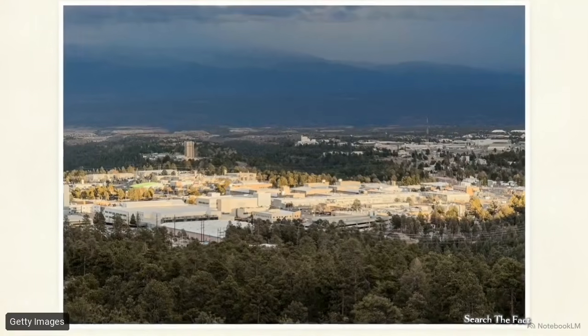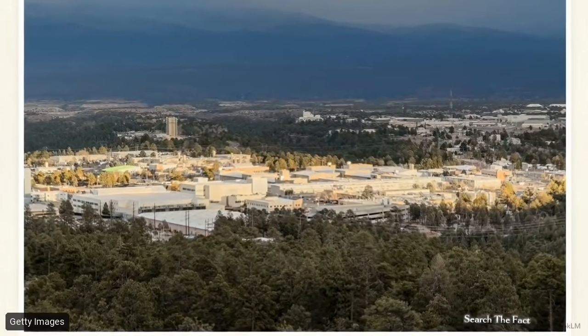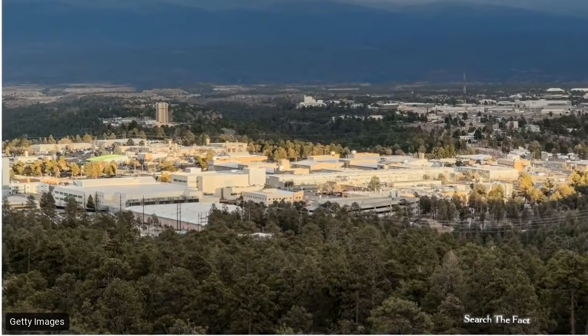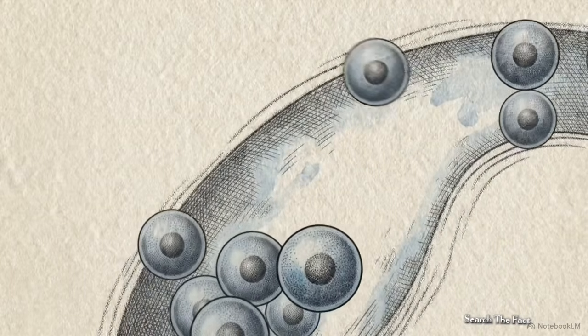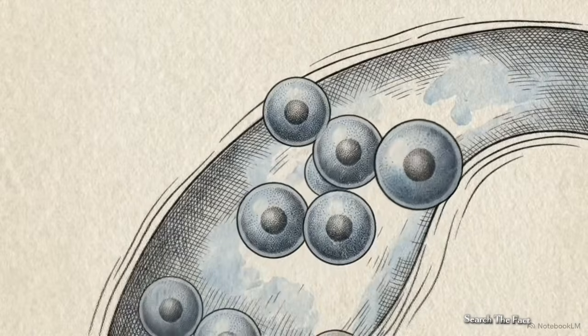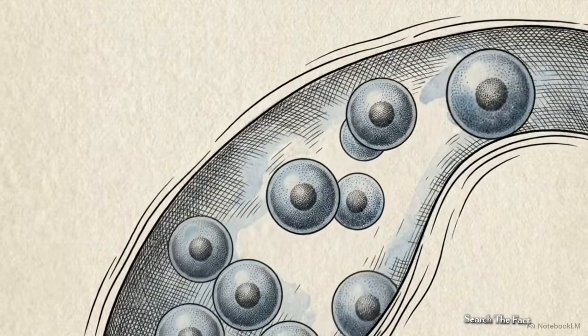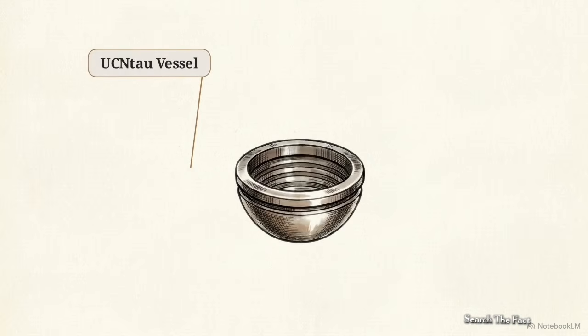The opposing measurement comes from the Los Alamos National Laboratory. This is the site of the UCN tau experiment, utilizing the bottle methodology. This experiment uses ultra-cold neutrons. Their kinetic energy is so low they cannot penetrate magnetic boundaries, allowing manipulation by entirely invisible repulsive walls. This cutaway reveals the UCN tau vessel.